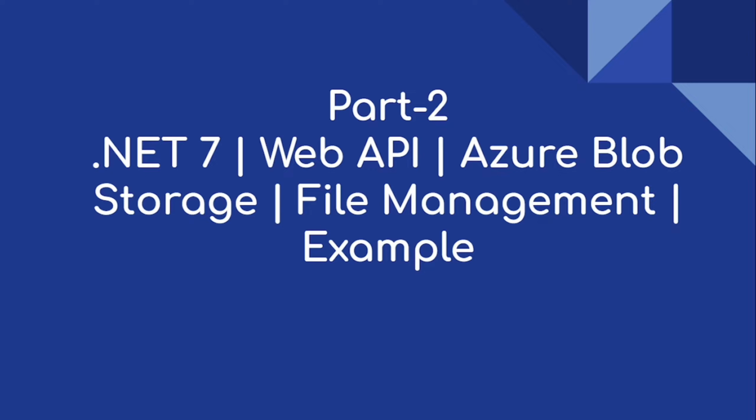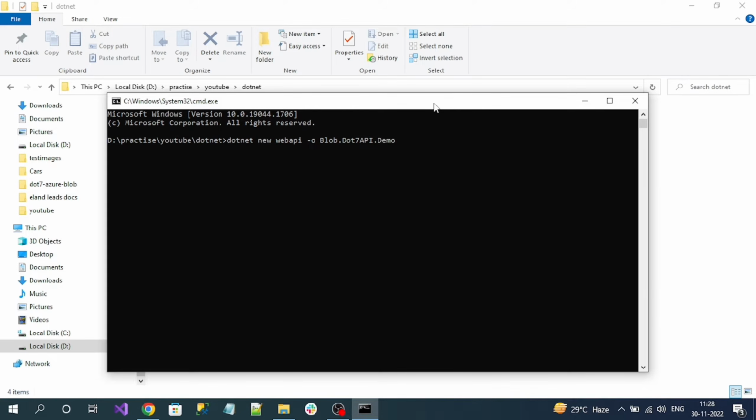So this is part 2 video on Azure Blob storage communicating with .NET 7 Web API for file management. Let's try to create the .NET 7 Web API project. Here I am going to use the CLI and Visual Studio Code Editor. One of the best options is to use Visual Studio 2022 version 17 to create .NET 7 applications, but because my system doesn't support it, I am using the .NET CLI for creating the project.